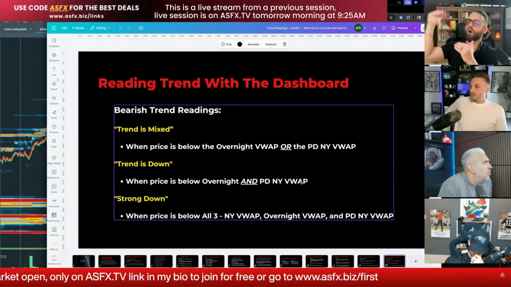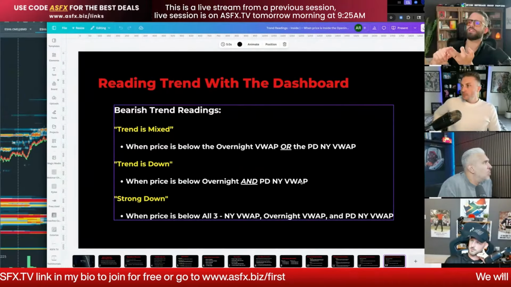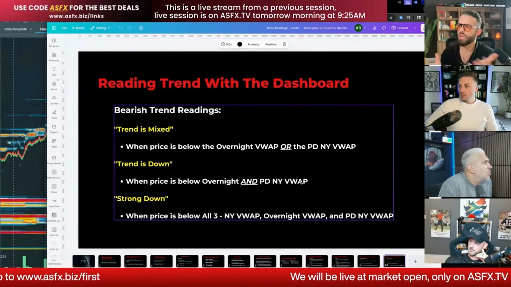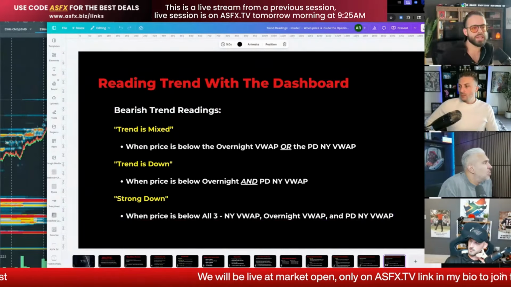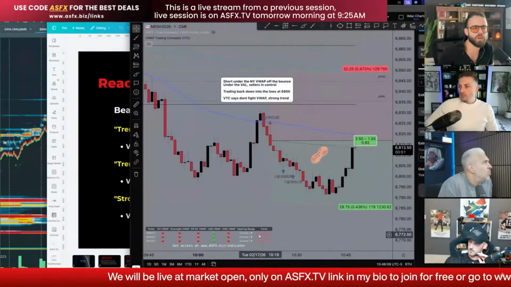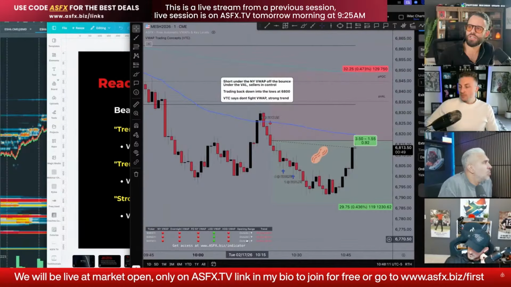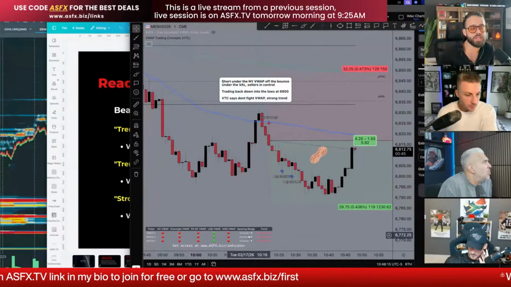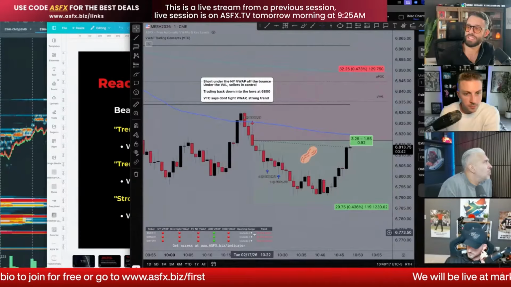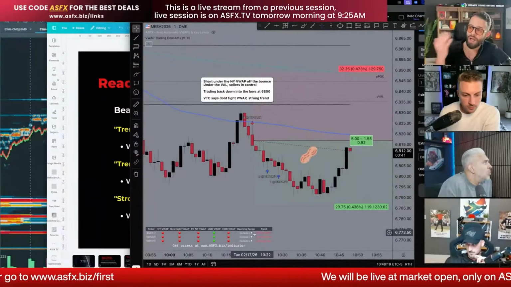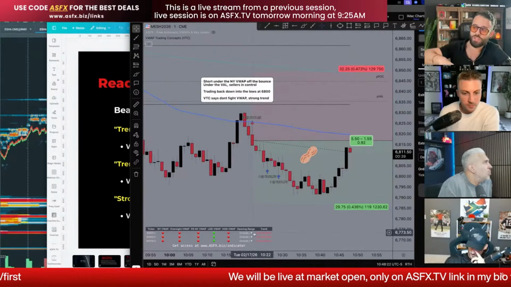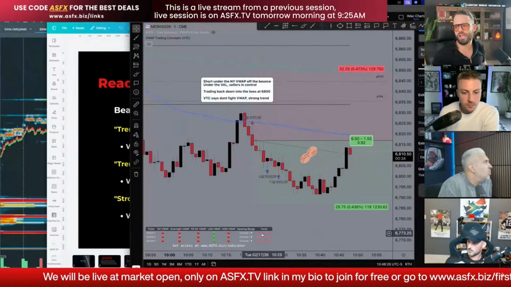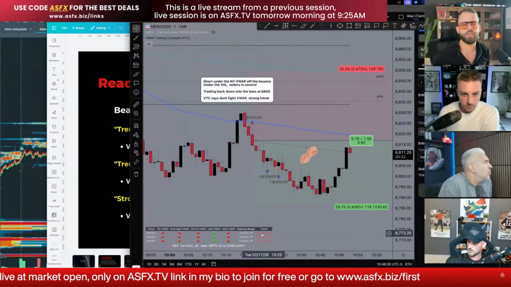But when it's above all 3, overnight, New York and previous day New York, then you're in strong trend. And then same thing for below. So this trend part of the indicator is just reading VWAP. The opening range part of the indicator is reading your opening range levels to know if you're above or below that. So on a day like this, it says it's outside and the arrow is pointing down. That means we've broken the range, we're outside, and we've only broken it to the downside. Also, combine that with it saying strong down, that tells us sellers have been and are still in heavy control.